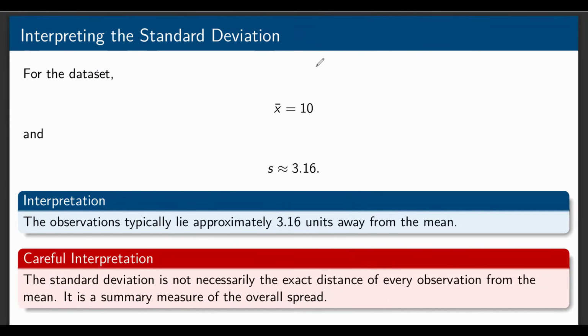So the value we had for standard deviation means that the observations typically lie approximately 3.16 units away from the mean. Therefore, the standard deviation is not necessarily the exact distance of each and every observation from the mean. It's just a summary measure of the overall spread.